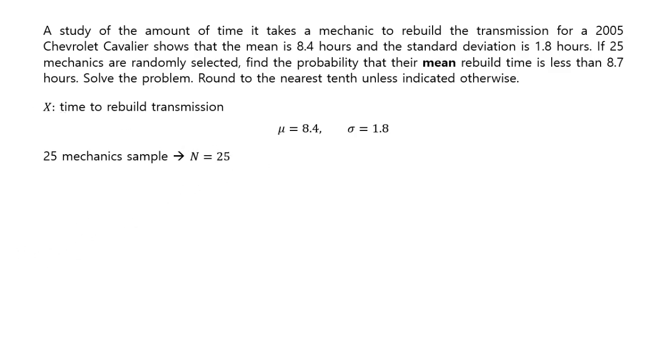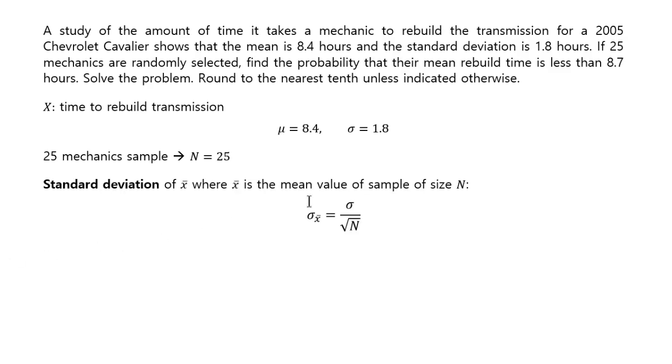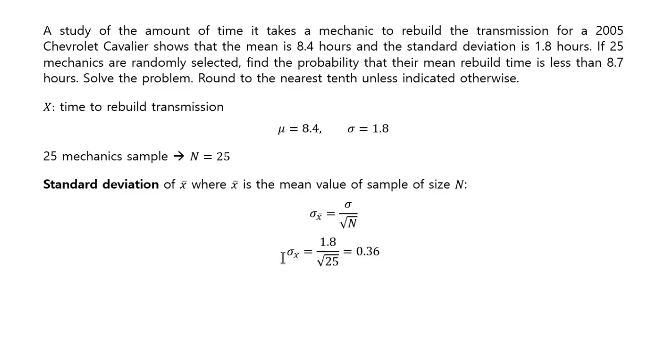And it's very, very important that you remember this formula, which is the standard deviation of a sample mean, given by the following formula. You have to divide the original standard deviation by the square root of n. And if we compute this, we get 0.36 by use of a calculator.